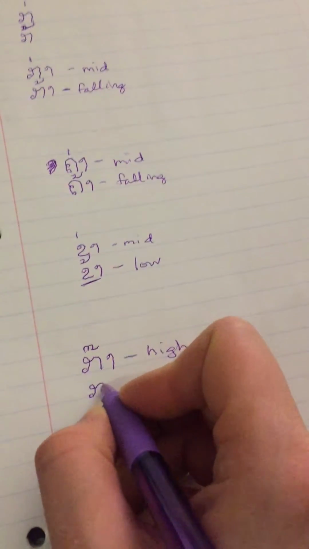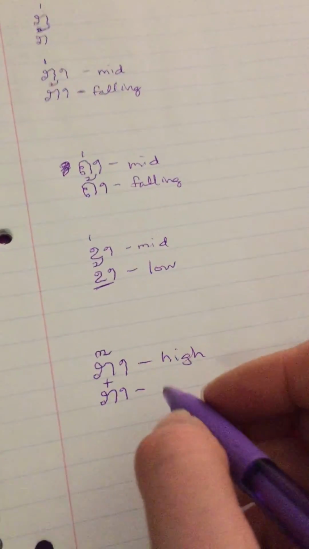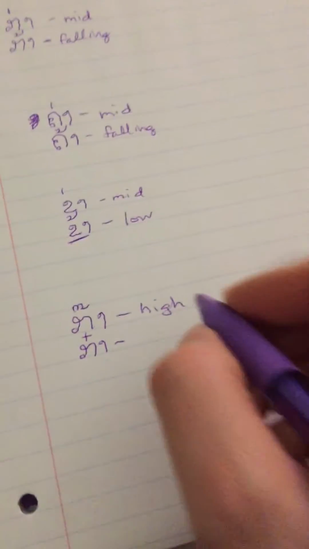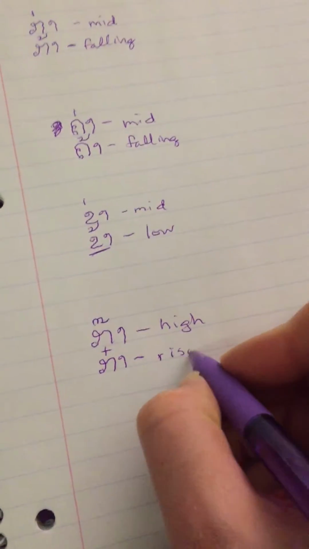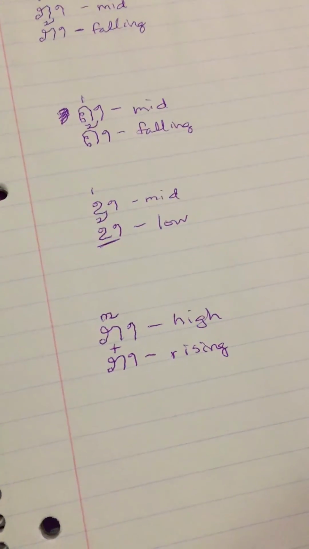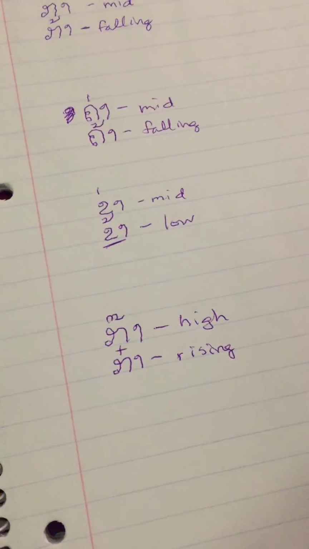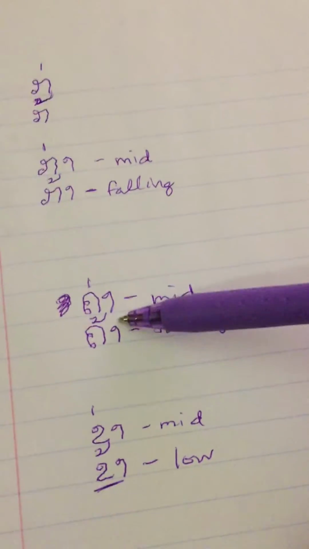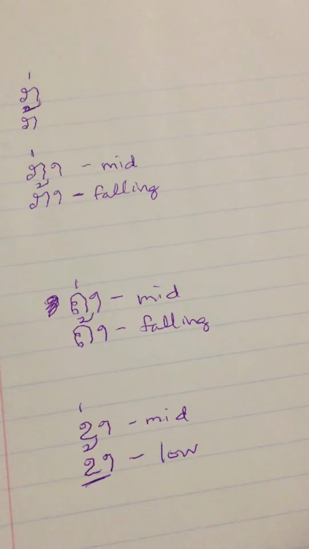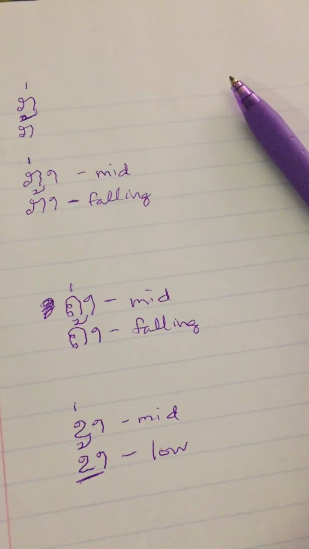And then there's also one that looks like a plus sign, and it makes your low tone into a rising tone. I have never seen either of these ones in any of my reading, but they exist. They're only used on this kind of consonant. But you'll see the mid-tone one and this one that makes it falling or low. You'll see those everywhere. So that is your tone marks.